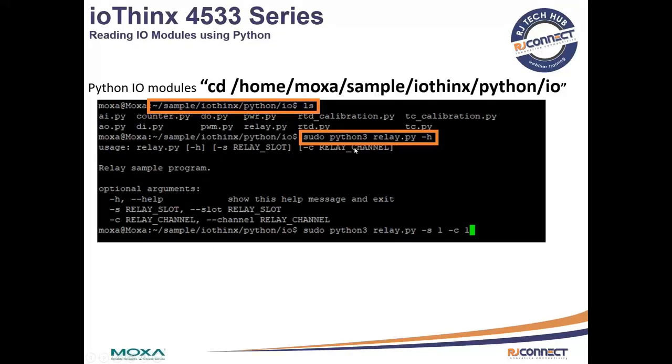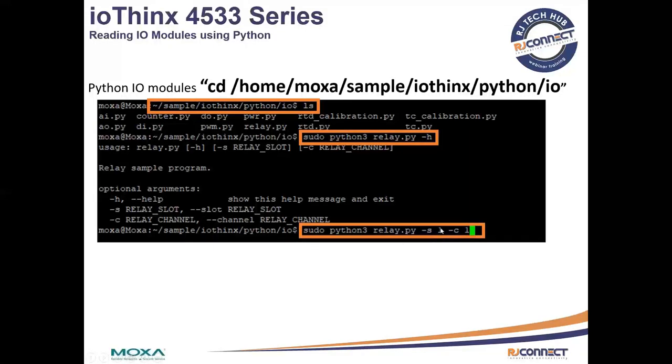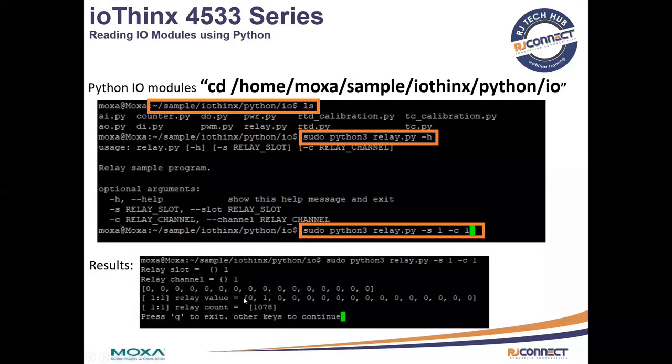So we test whether we can read the values of the relay. As I mentioned before, if you specify -h as an argument, it's for help, to see what other arguments you can pass into the script. Same applies here. -s is for the relay slot, the slot number of the IO, and -c is the channel that you want to read from. In this example, we specify the slot number as one, and the channel is one. And this is the result.